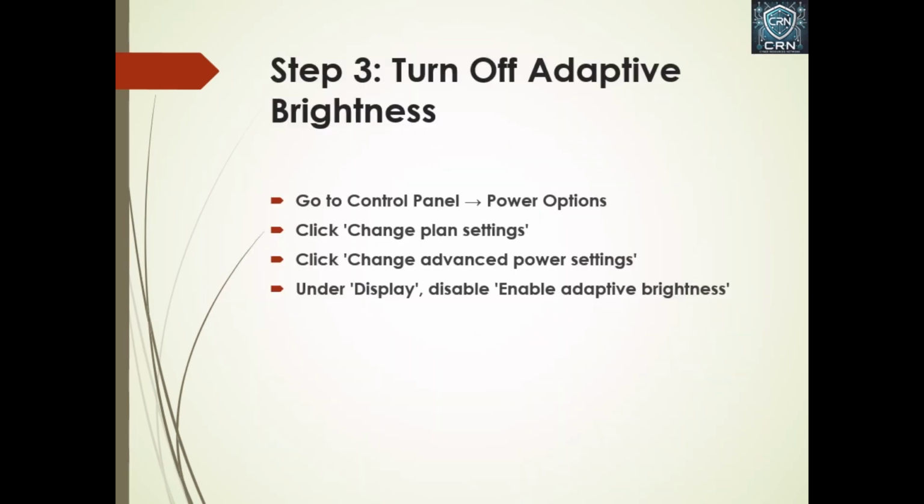Then the next method is turn off adaptive brightness. Adaptive brightness means the brightness will adjust according to your surroundings. In the phone you have that. So for that, control panel, power options, then click change plan settings, then click change advanced power settings. Under display, just disable the enable adaptive brightness.